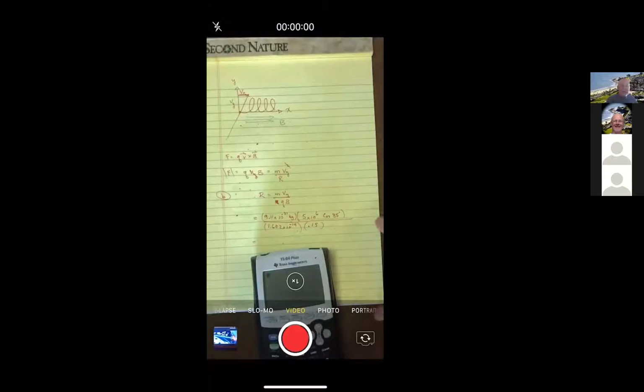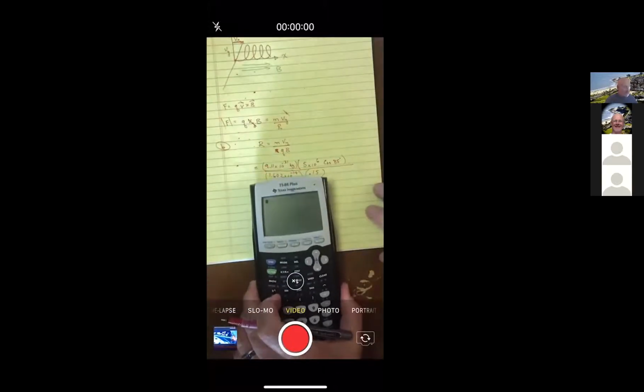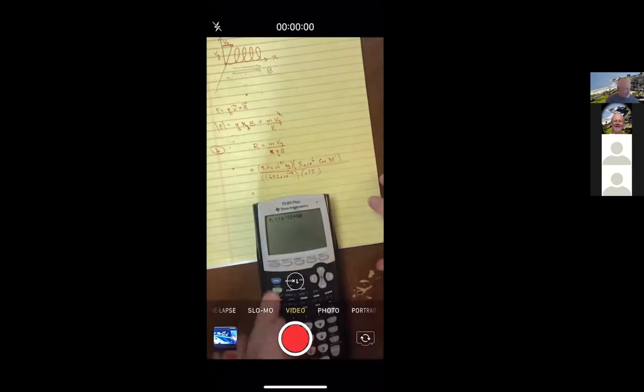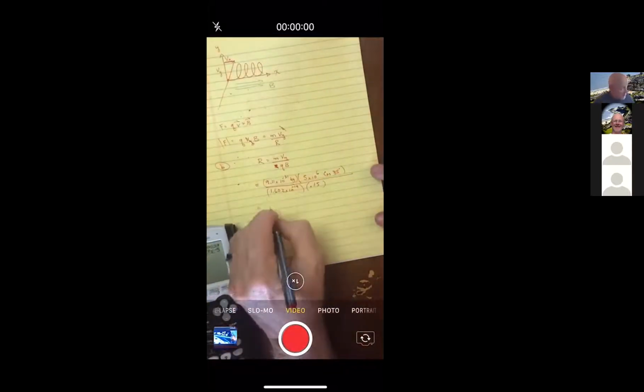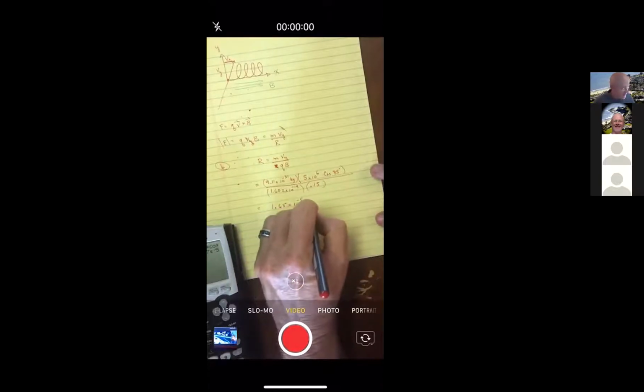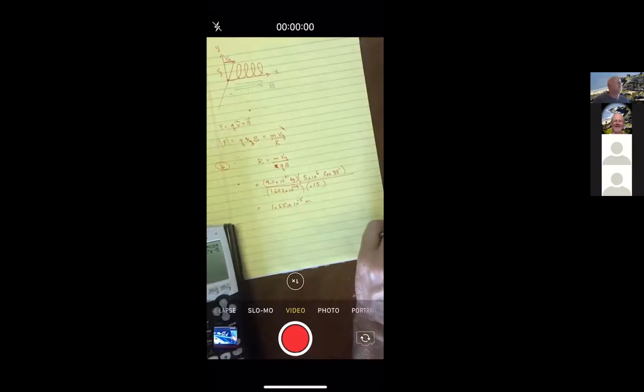So, grabbing a calculator here, I have the 9.11 times 10 to the negative 31 times 5 times 10 to the 6th times cosine of 85. I'll divide that by 1.602 times 10 to the negative 19. I'll divide that by 0.15. And so this has a pretty small radius, 1.65 times 10 to the negative 5 meters.